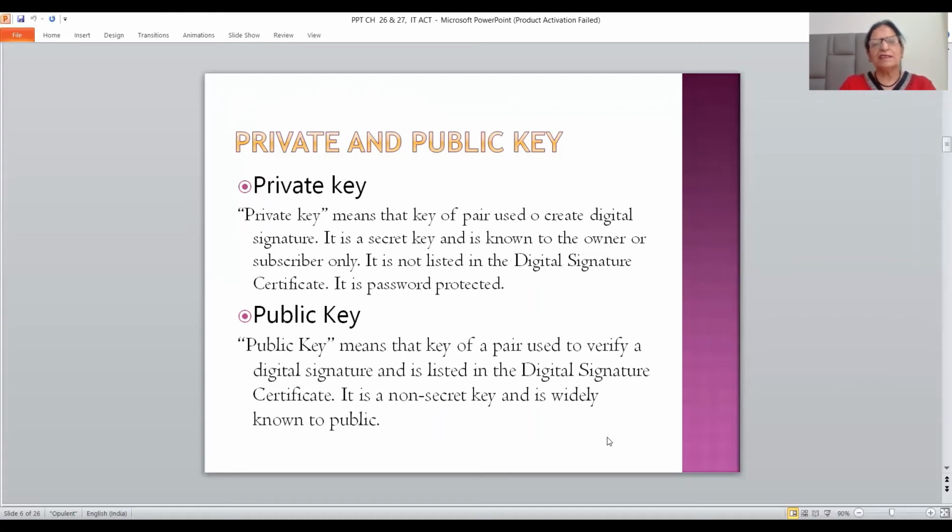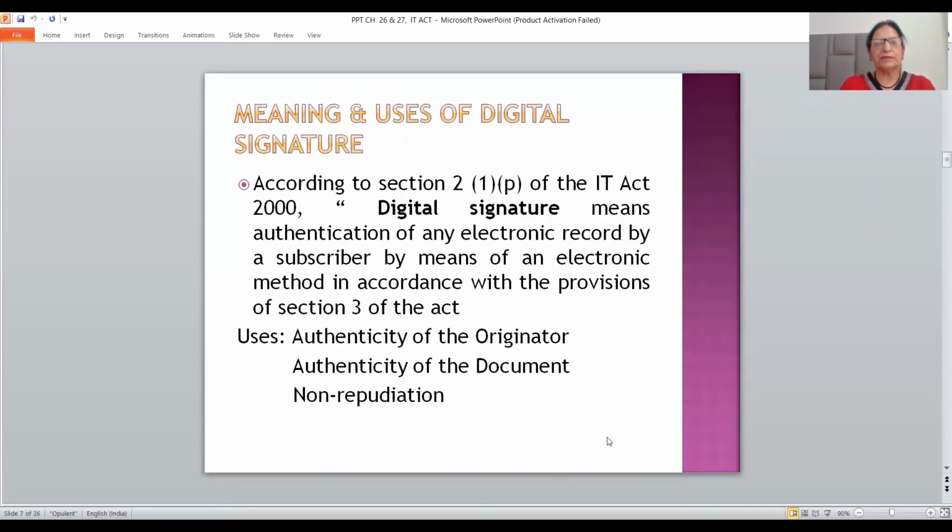So friends, there are three points of distinction. One is the nature: private key is secret and public key is non-secret. Second, each key performs a different function. One is used to create a digital signature, the second one is used to verify a digital signature. Third, private key is not listed in the digital signature certificate, whereas public key is listed in the digital signature certificate.